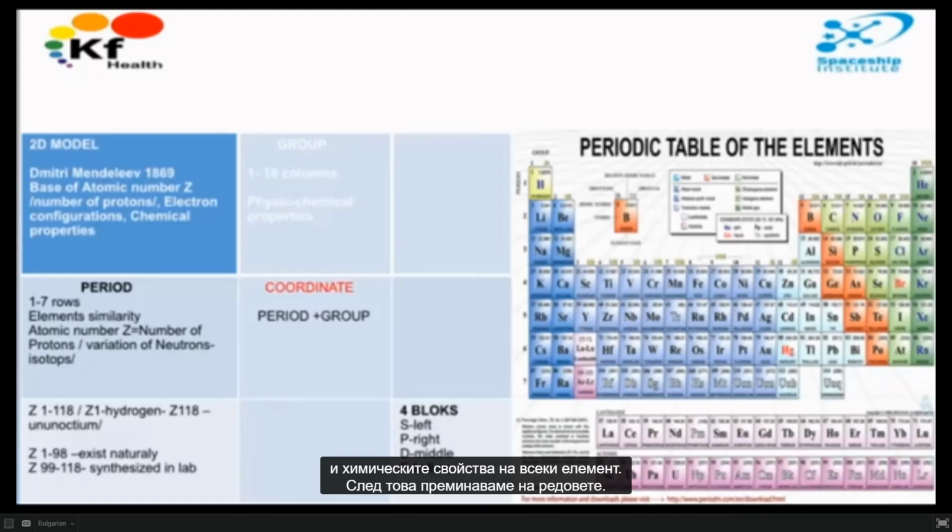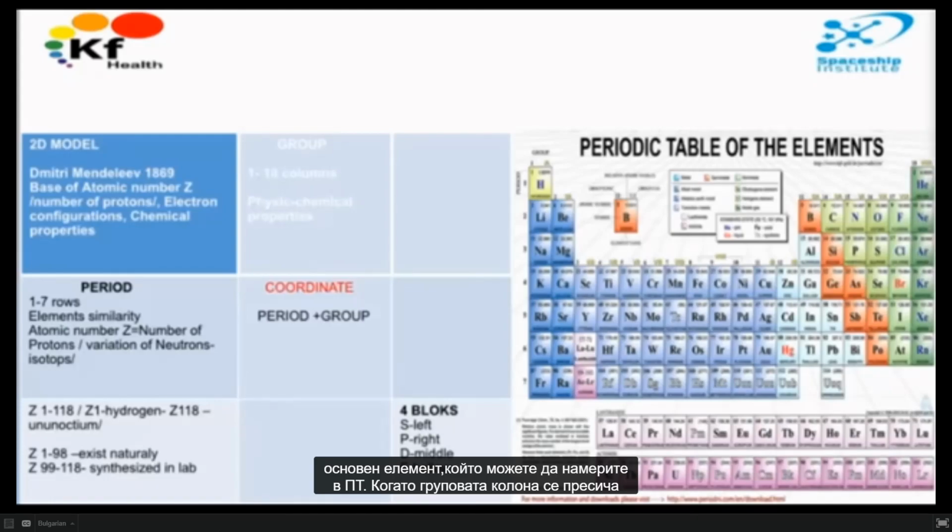Then we go to rows. Rows he calls periods. Periods are from 1 to 7. The period gives you element similarity. Atomic number Z is the number of protons, and when you have a variation of neutrons in each element, he calls them isotopes, because we have a lot of isotopes of each element, but only the main element you are able to find in the periodic table.